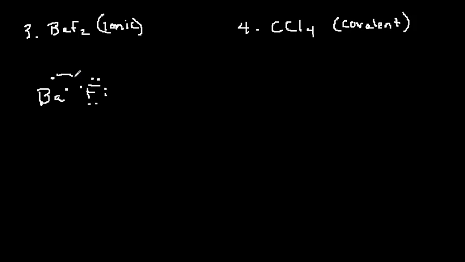So I'm going to take one of these electrons and move it right here. What you can see is that fluorine's happy. It's going to have its octet. But barium's still got an extra. That's why this formula up here shows us that there are actually 2 Fs. So this electron is going to go right there.